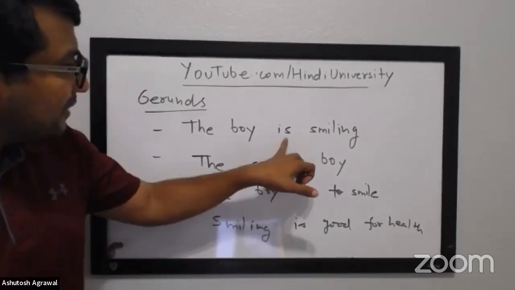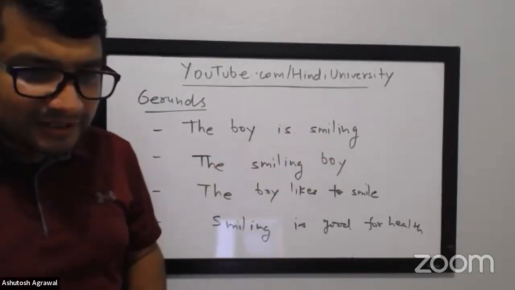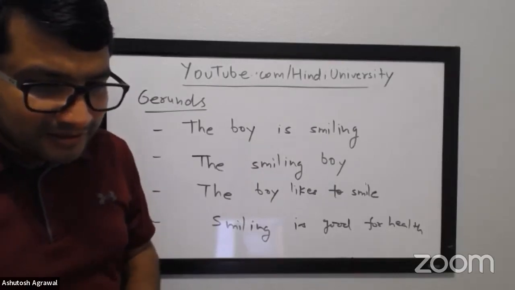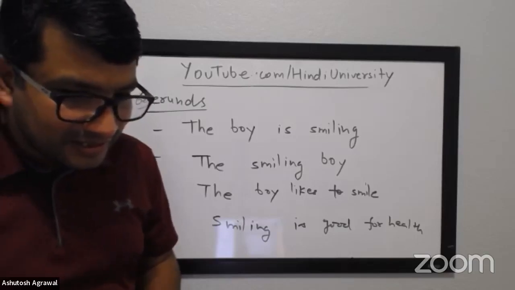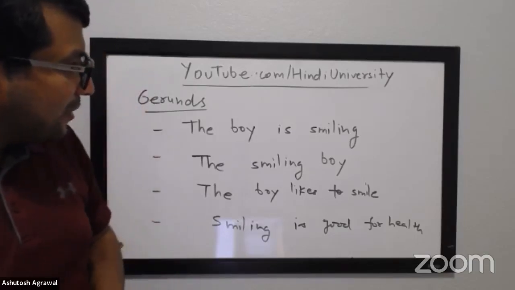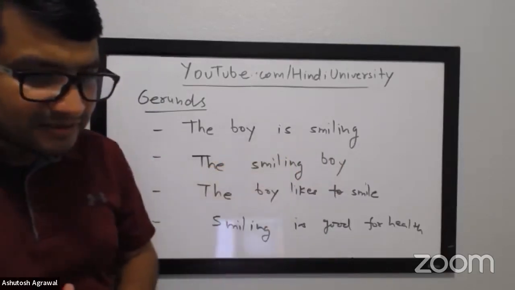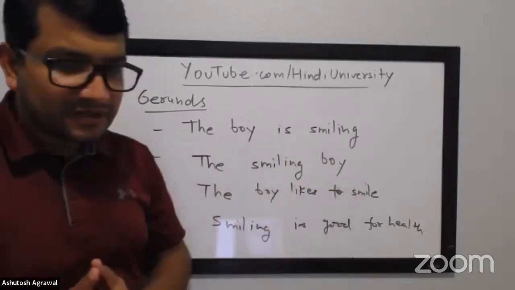Jackie G, let's talk about the first one. The boy is smiling. What is smiling here? I have no idea. I would guess an adjective. Okay. So is it describing? What is it describing? If you don't know, just think about what it is describing.